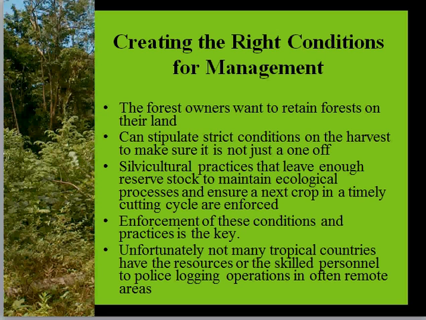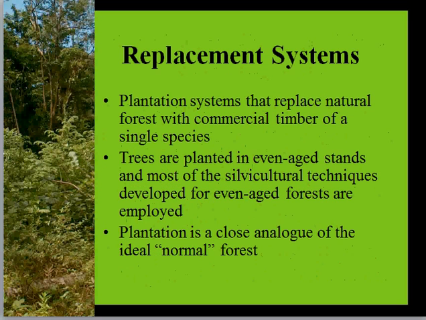Now replacement systems, or plantation systems, replace a natural forest with a commercial timber plantation of a single or maybe a couple of species which are first-class timber species. These trees are planted in even-age stands. In other words, the natural forest is cleared and removed, and seedlings of the commercial species are planted and tended until they reach maturity, after which time they are harvested and the seedlings of those commercial trees are replanted once again.